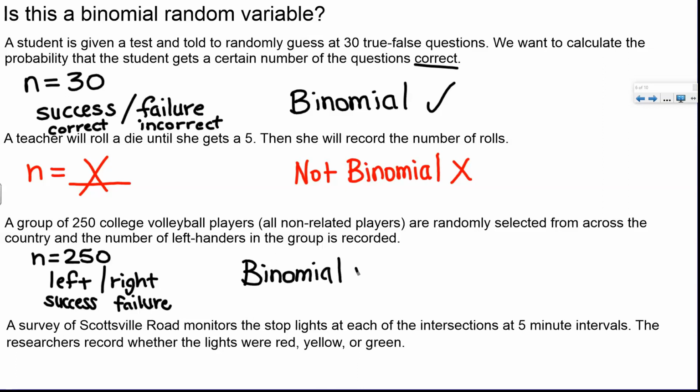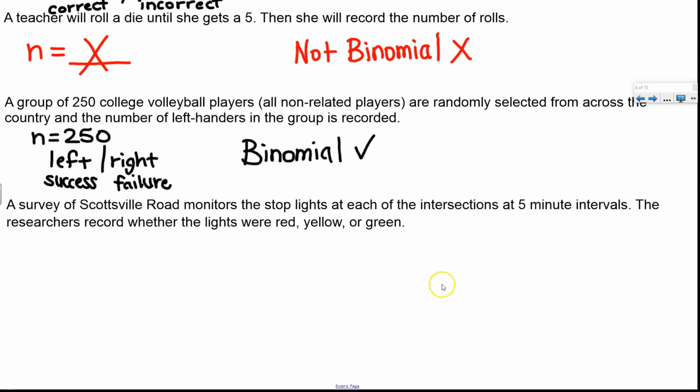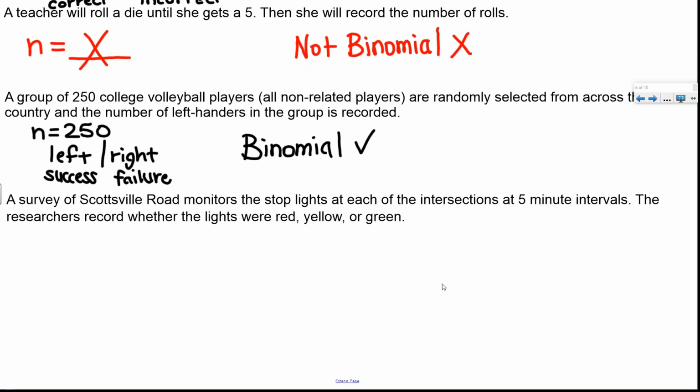I think we did one the other day about left-handed. Oh yeah, we had that contingency table. But we could look at what's the probability of left-handed, put that in here, and then figure out the probability of getting a certain number of people to be left or right-handed. All right, read through the last one, see how you think about that one.